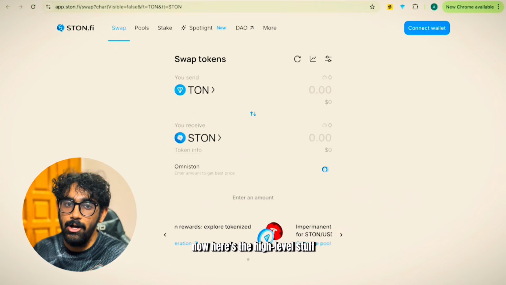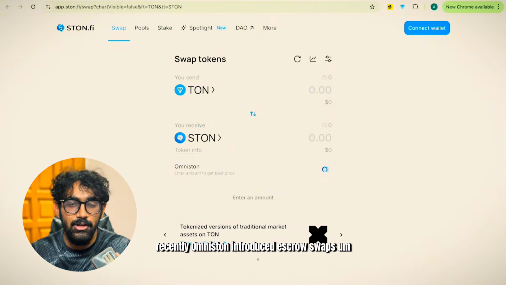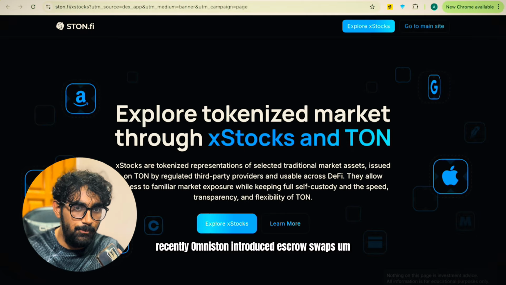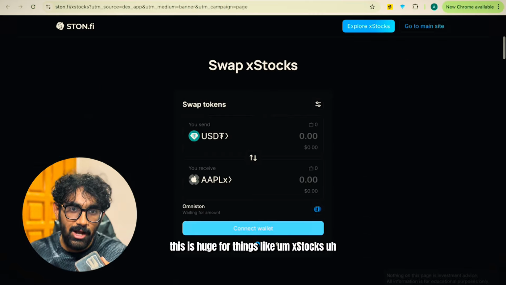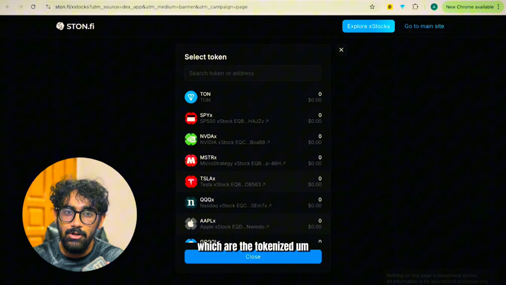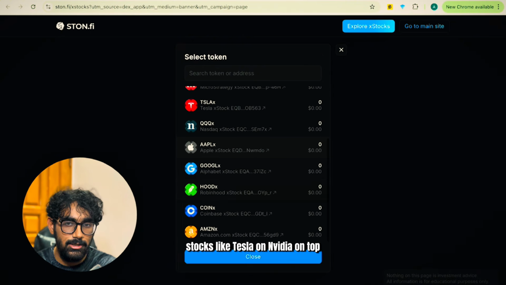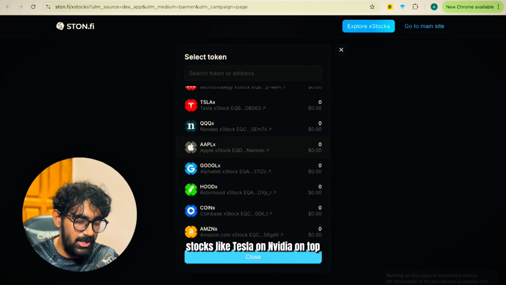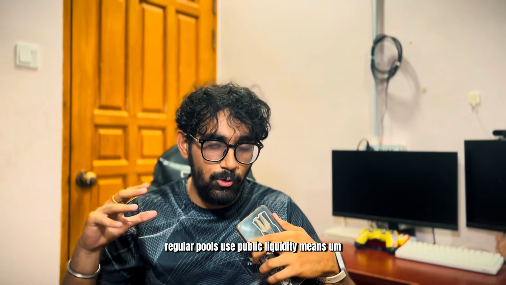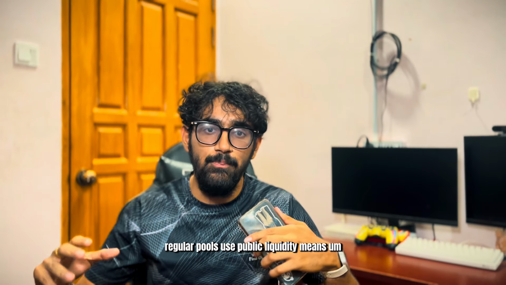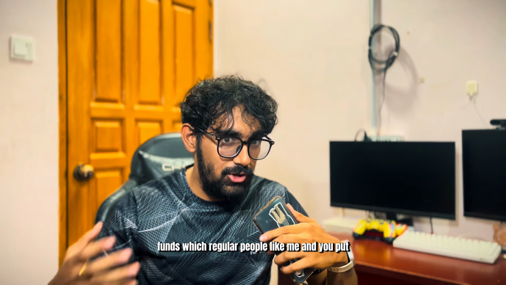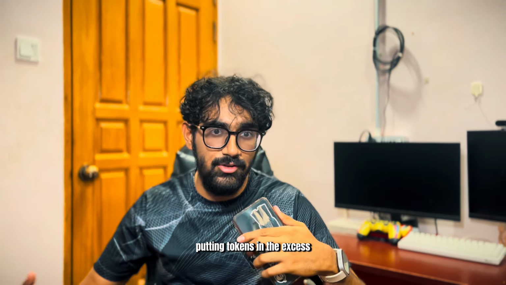Now, here's the high-level stuff. Recently, Omniston introduced Escrow Swaps. This is huge for things like xStocks, the tokenized stocks like Tesla or Nvidia on TON. Regular pools use public liquidity, meaning funds which regular people like me and you put in.